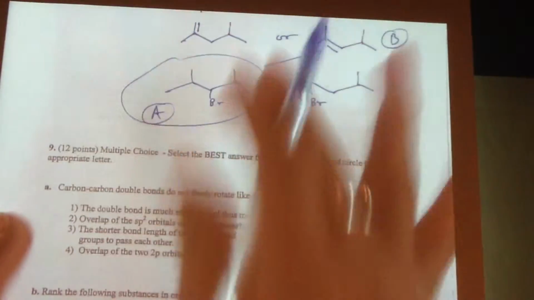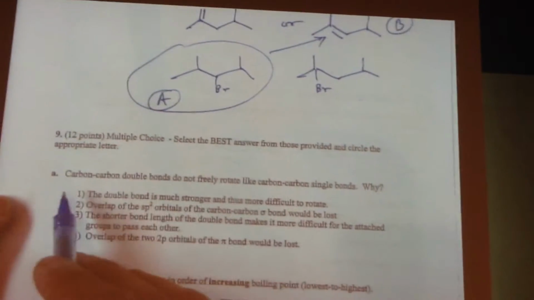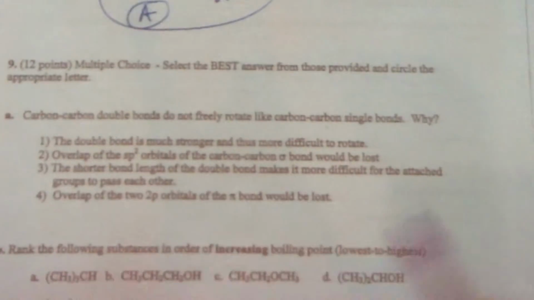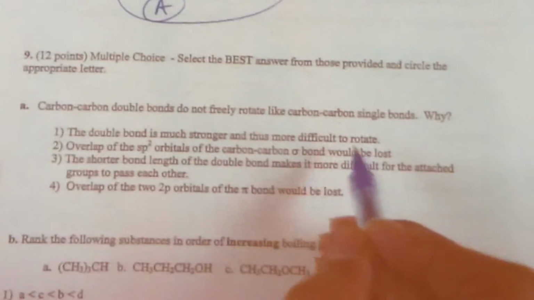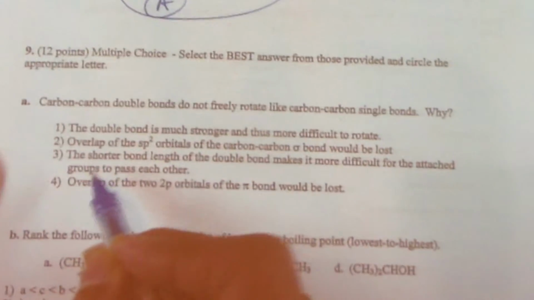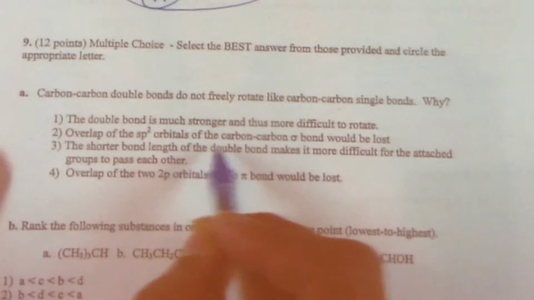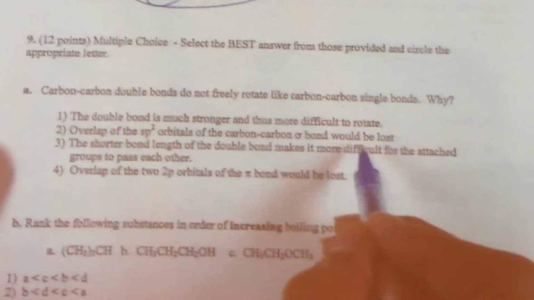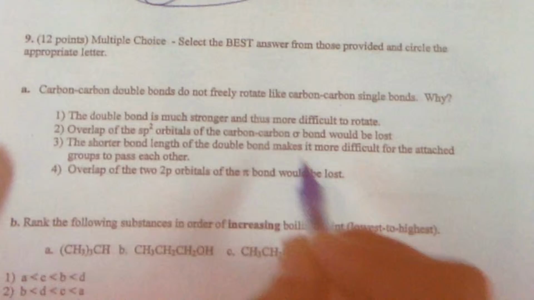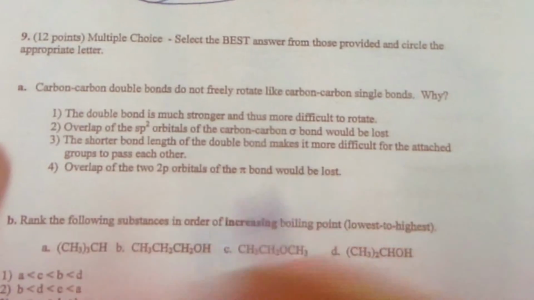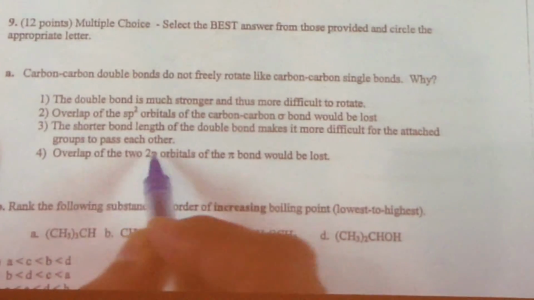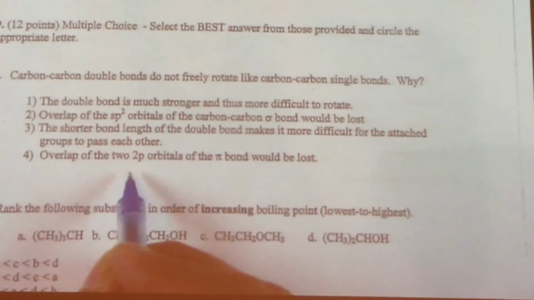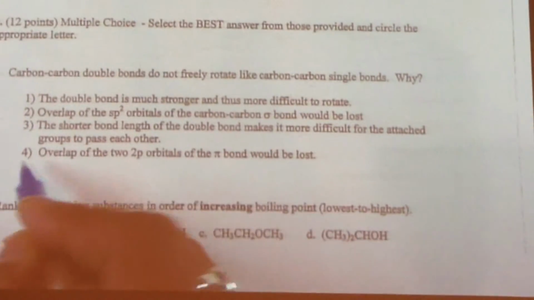All right, I want to ask you this question. Carbon-carbon double bonds do not freely rotate like carbon-carbon single bonds. Why? The double bond is much stronger and thus more difficult to rotate. That's not necessarily true. Overlap of the sp2 orbital of the carbon-carbon sigma bond could be lost. Sigma bond could not be lost. The short bond length of the double bond makes it more difficult for attached groups to pass each other. That is also not true. Overlap of the two p orbitals of the pi bond would be lost. That is the correct answer.